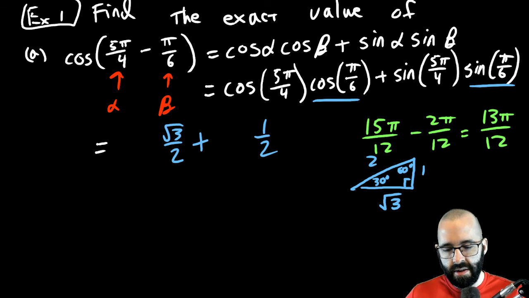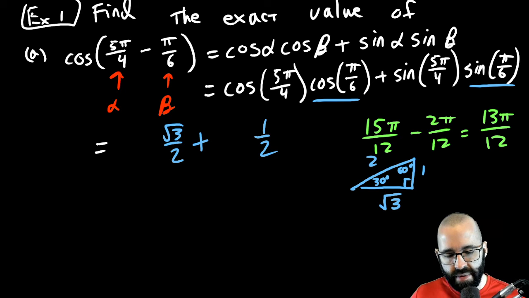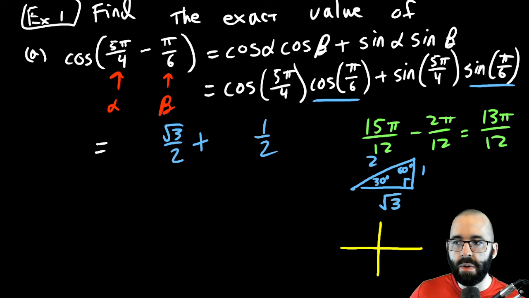All right, so we already did these two. Let's figure out the other two. That's going to be a little bit more complicated. Let's draw a picture. Where is 5 pi over 4? Well, it's a little bit more than 4 pi over 4.